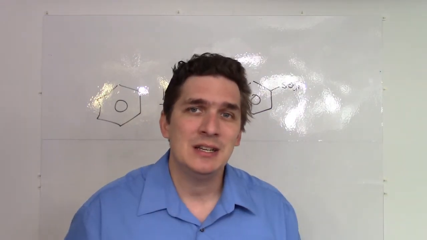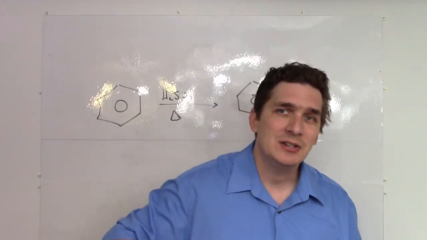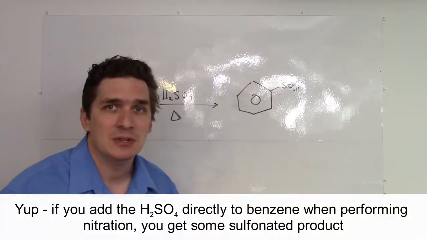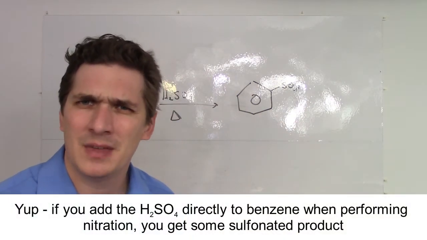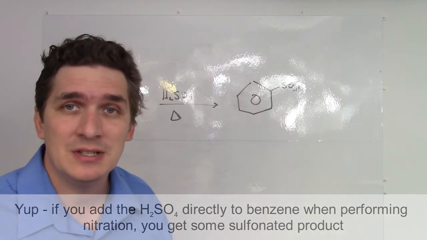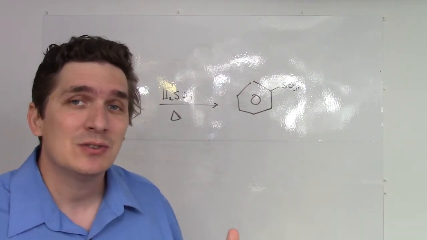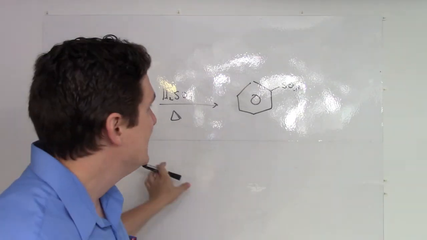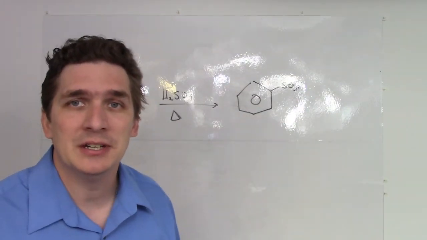If you take your benzene and you add the sulfuric acid and then the nitric acid, you're going to end up generating a fair amount of the SO3H, the sulfonated version of benzene. Actually, I don't know what that compound is called. You actually have to mix the H2SO4 and the HNO3 separately first to generate the nitronium ion, and then run the reaction to get NO2.